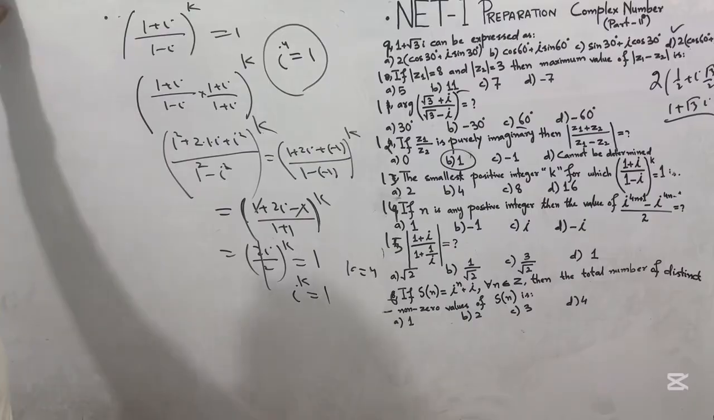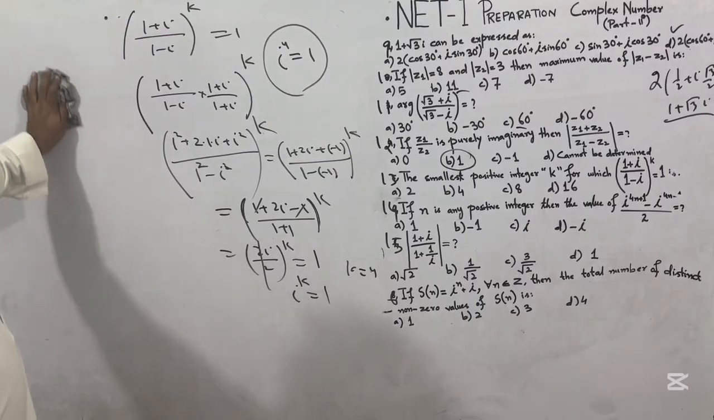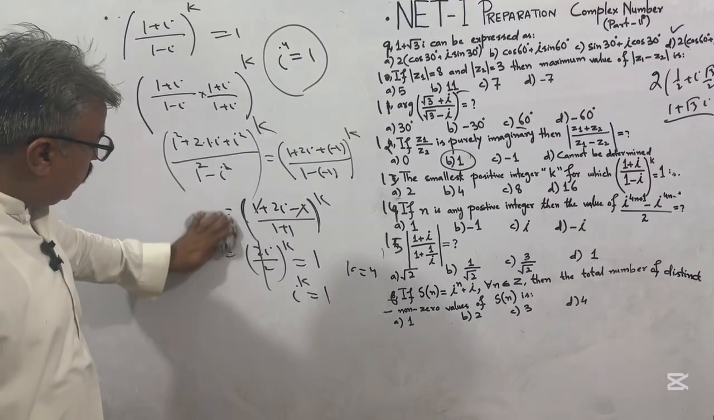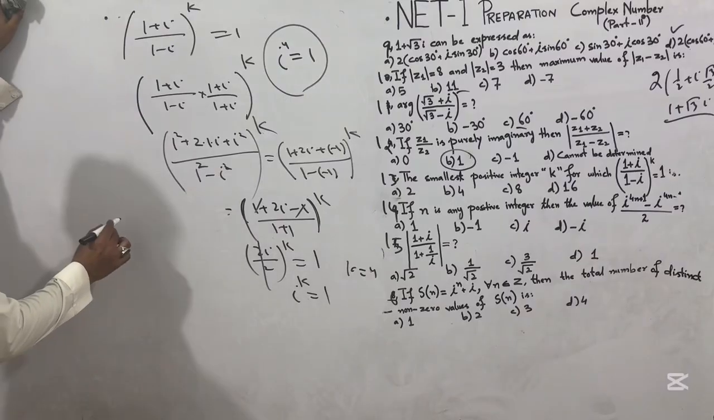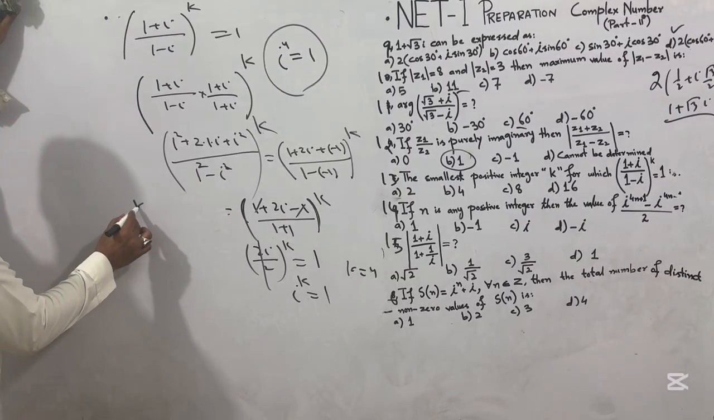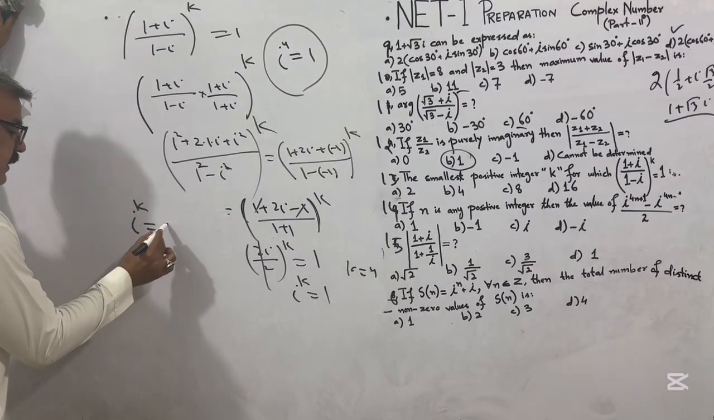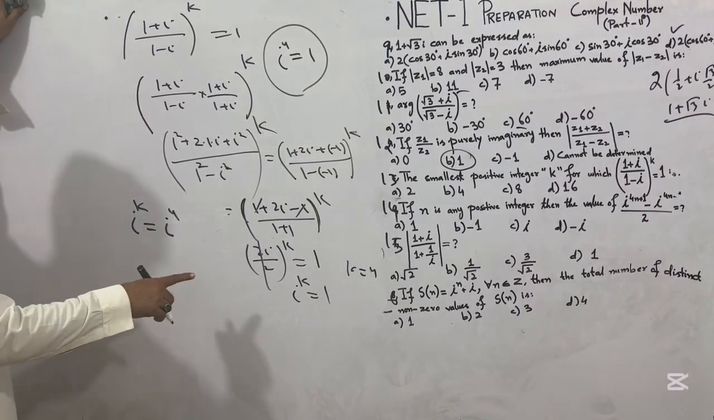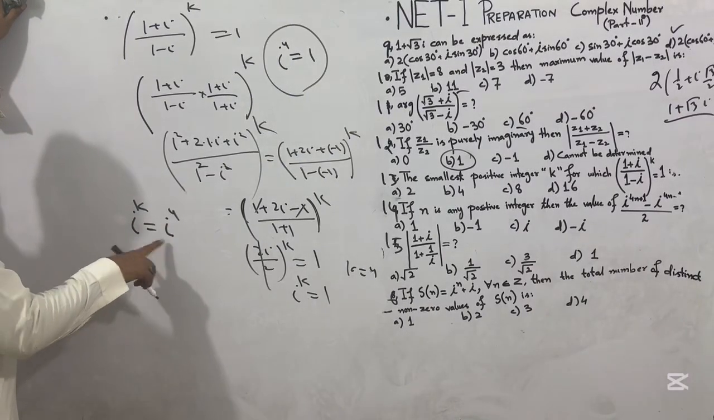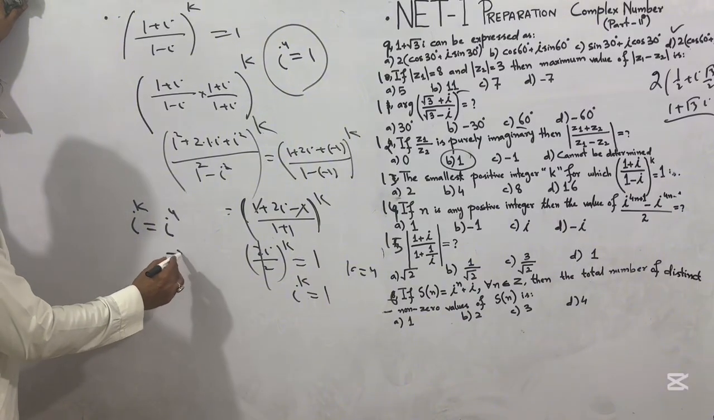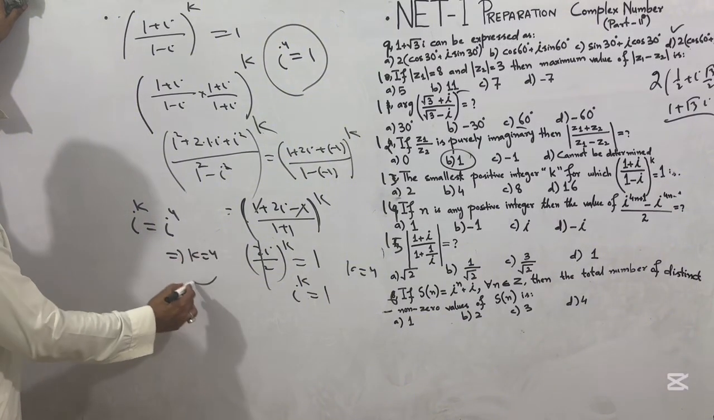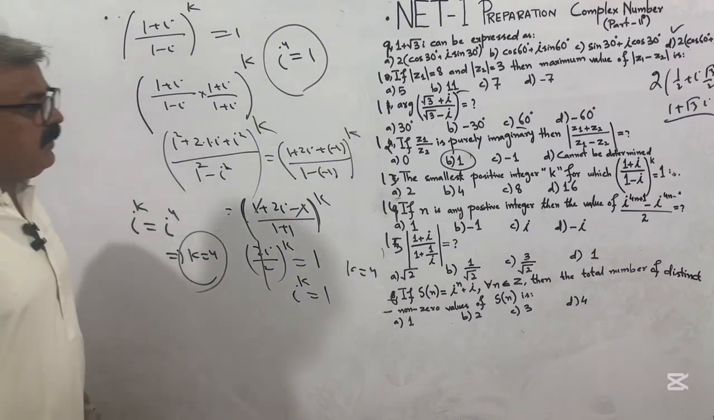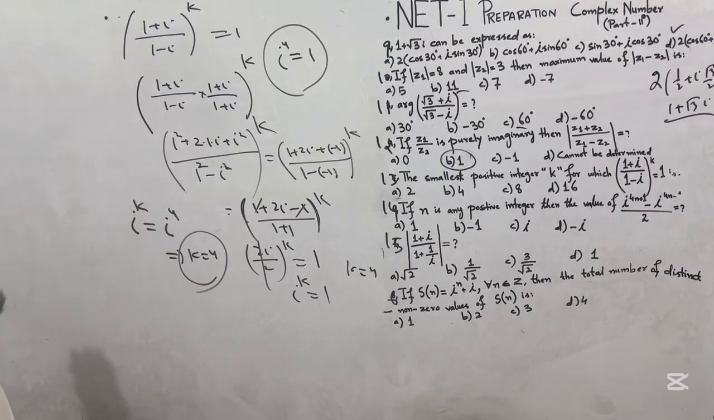If one is the curious mind who wants to get to the bottom of this logic, then one can write iota raised k, and 1 can be written as iota raised 4. We can convert 1 into iota power 4, which is equal to 1. Bases are equal, therefore powers are equal. k is equal to 4 is our answer in that case.